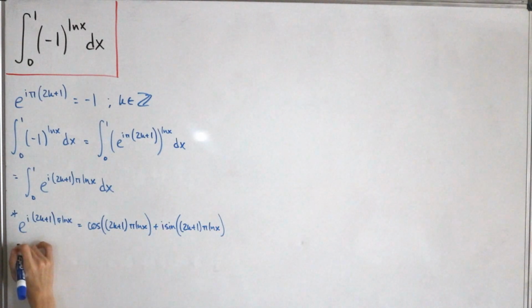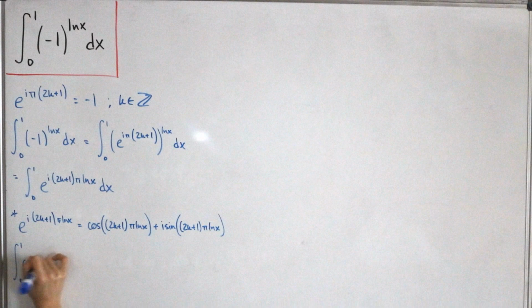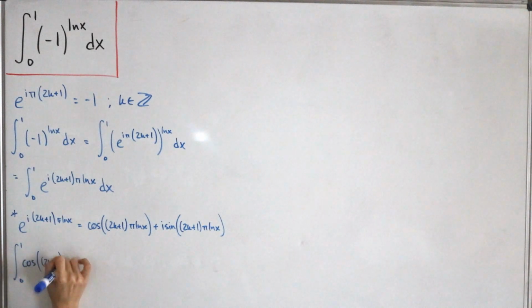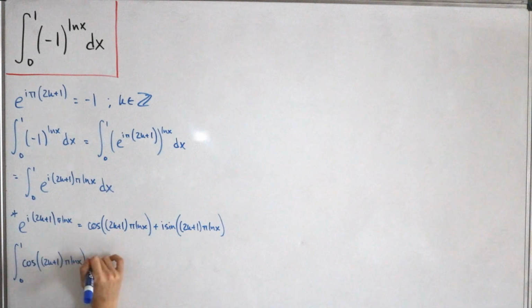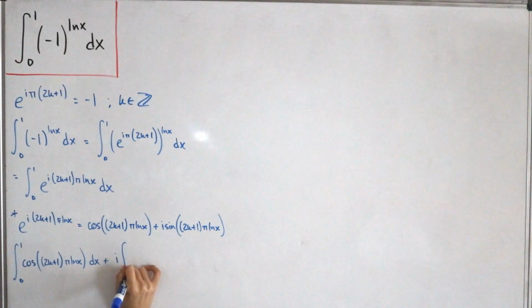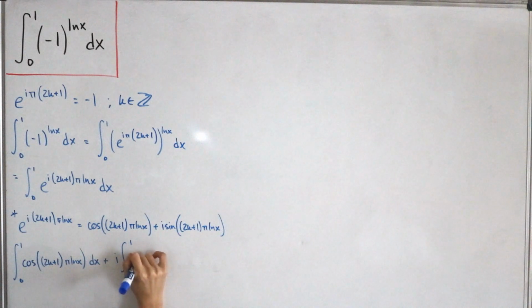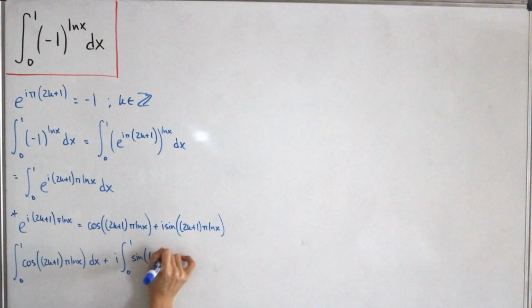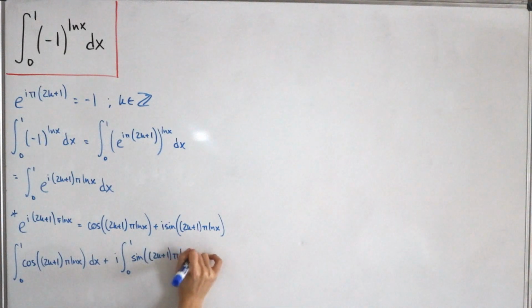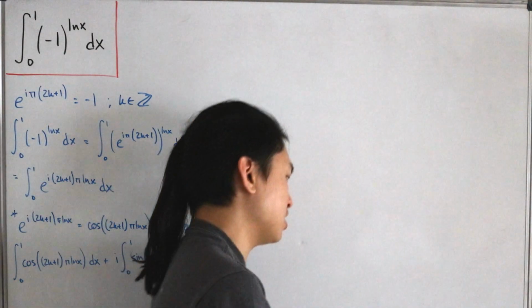So our new expression can be rewritten as follows. We have the integral from 0 to 1 of cosine of (2k+1) pi ln of x, dx, plus i, which we can move outside the integral since it's just an imaginary number in this sense, times the integral of sine of the same input, (2k+1) pi ln of x, dx. Now you might be thinking, how can we actually calculate both of these integrals? Because it doesn't look like we can easily integrate this.